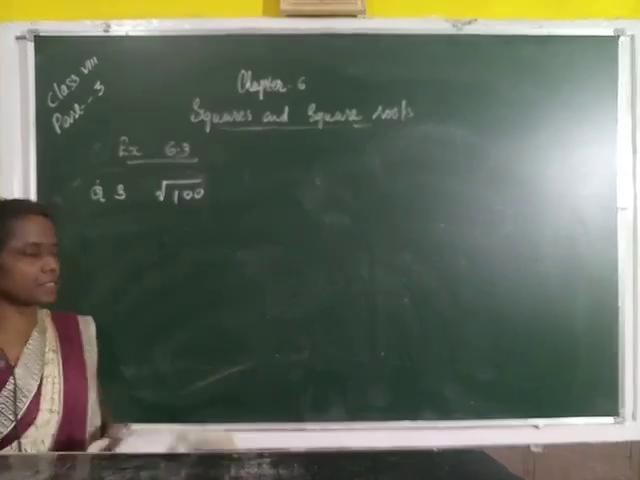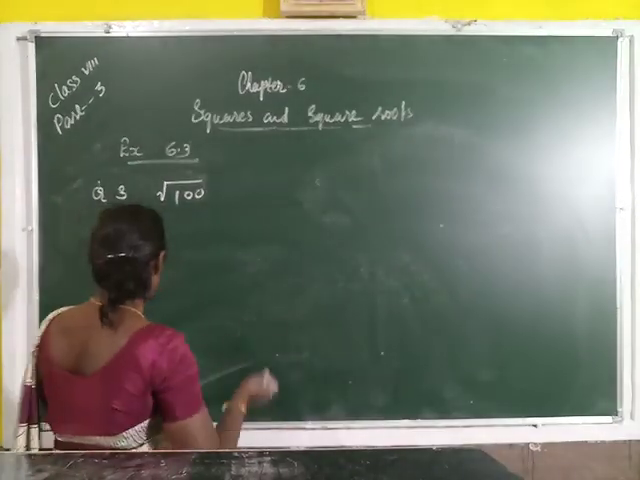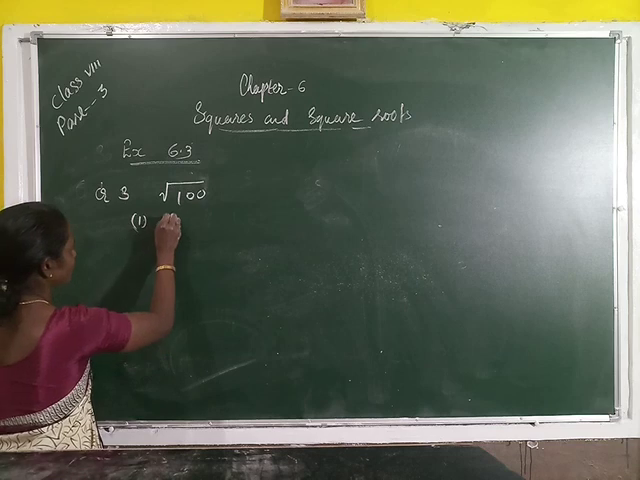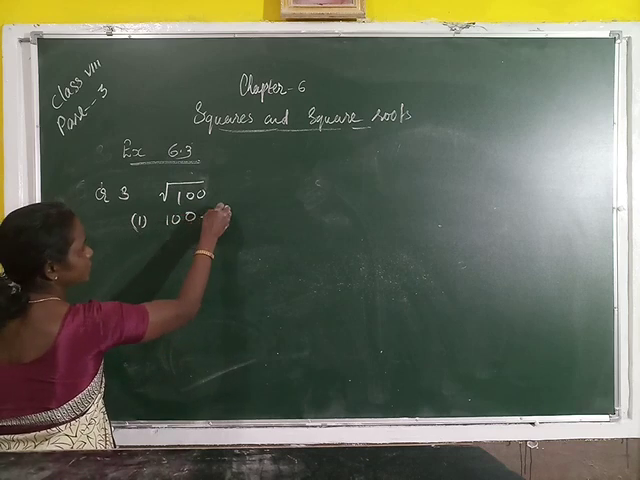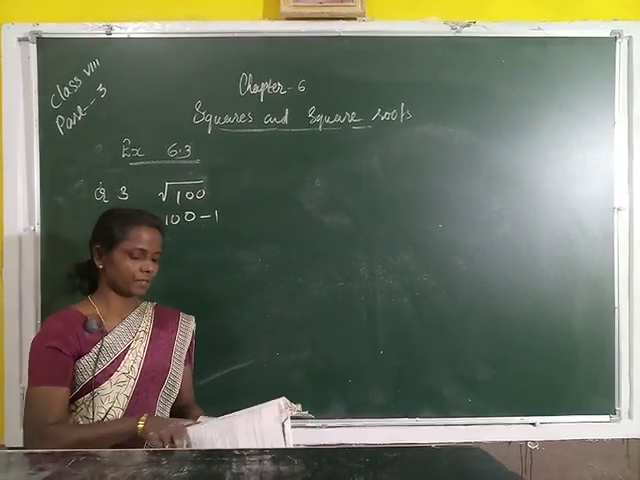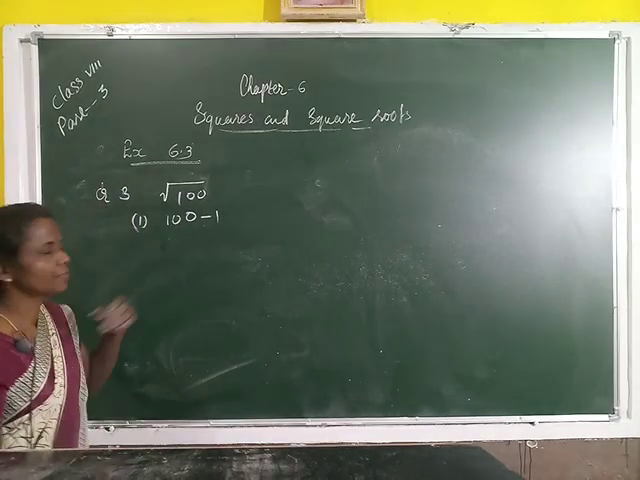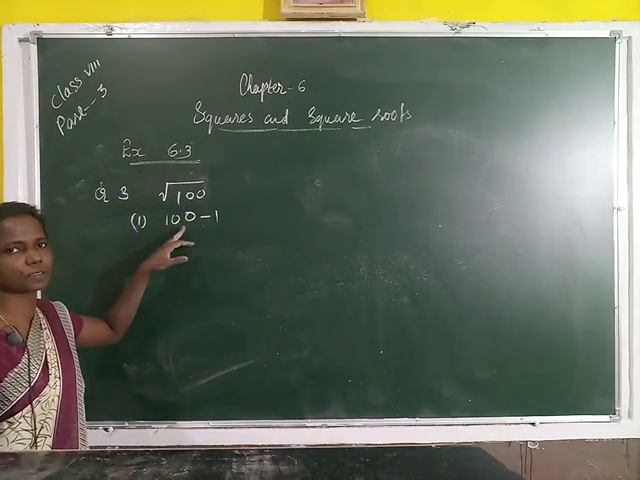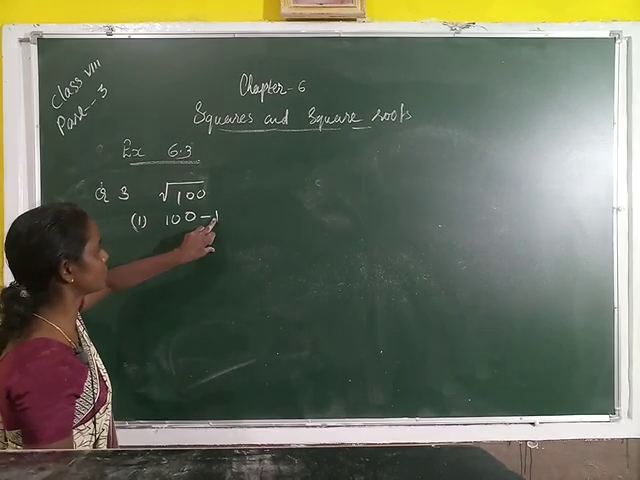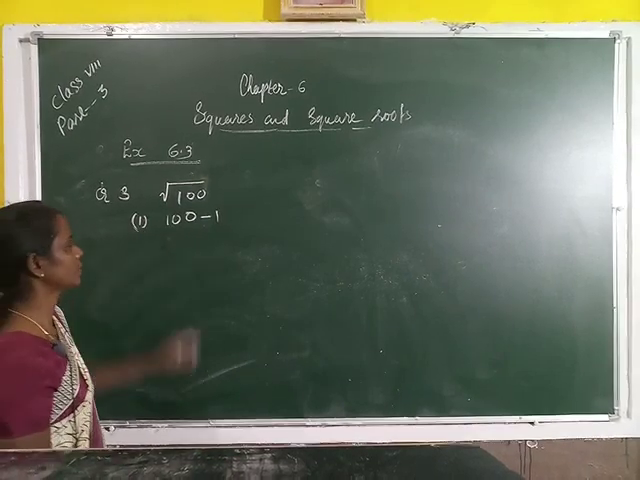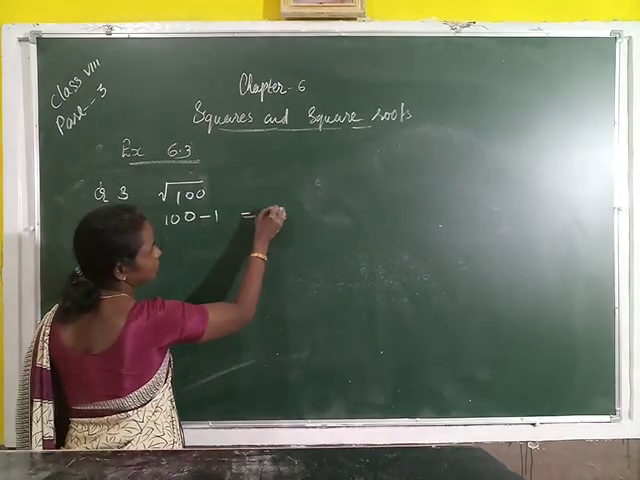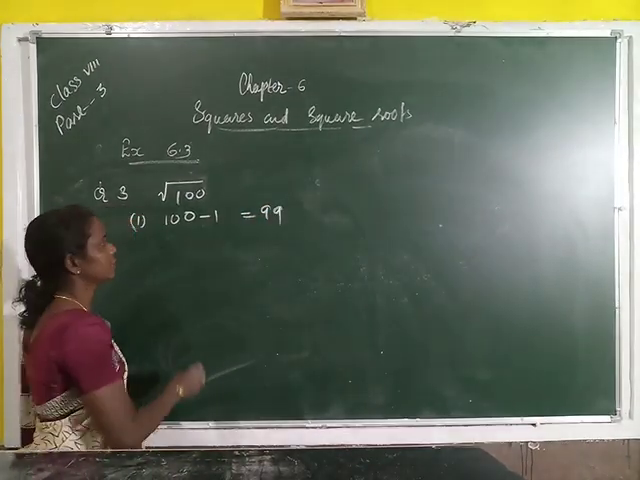So first we subtract 1 from the 100. Right? First step. Look, 100 minus 1. This is repeated subtraction. First, 100 minus the first odd number, 1. So this 1 is subtracted from the given number. Which number is given here? 100. So 100 minus 1 is equal to 99.